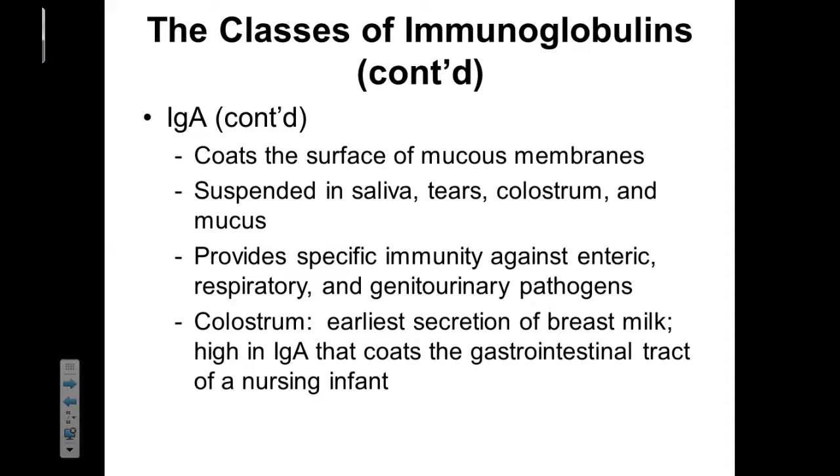IgA is present in mucous membranes. It's in secretions of our body. We have lots of IgA in our breast milk. If we look at colostrum, the very first thick, fatty milk that's secreted immediately after a woman gives birth, colostrum has a very high concentration of IgA, and this coats the newborn infant's intestinal tract with antibodies.